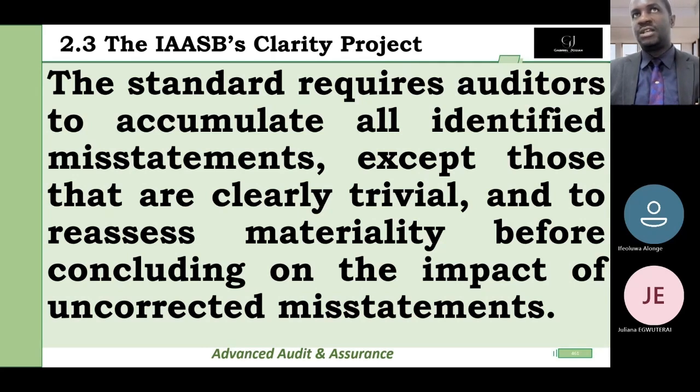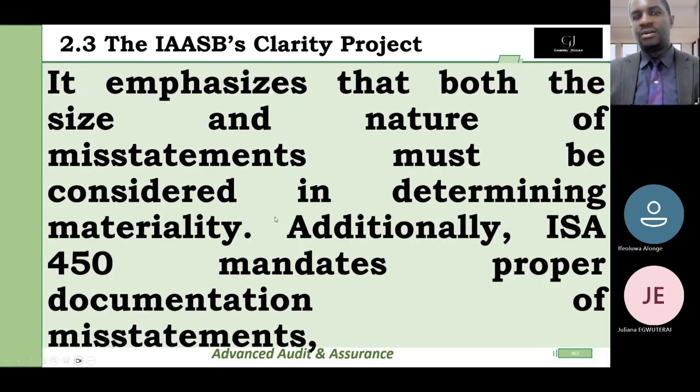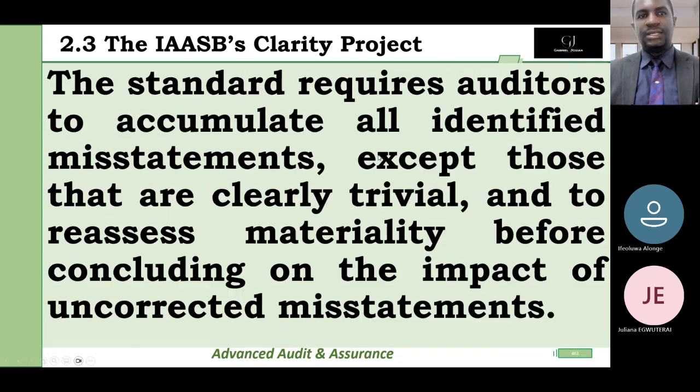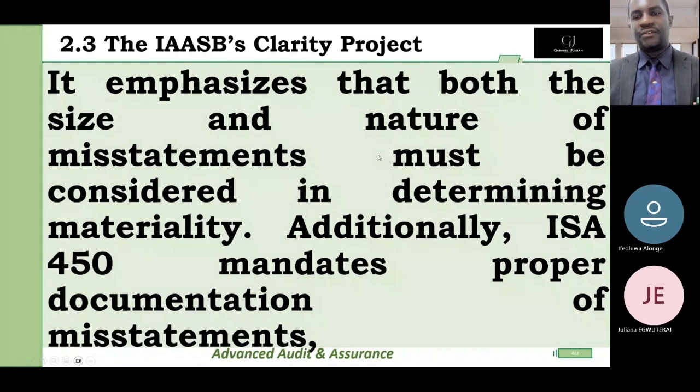Any misstatement that influences or may influence the decision of stakeholders should be looked at very critically, and where it's trivial and does not matter, it can be ignored. It emphasizes the size and nature of the misstatements, considering the determination in ISA 450. Additionally, this standard mandates proper documentation of misstatements.